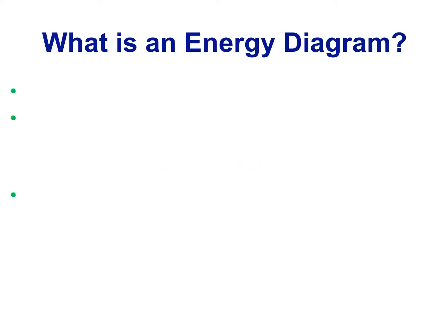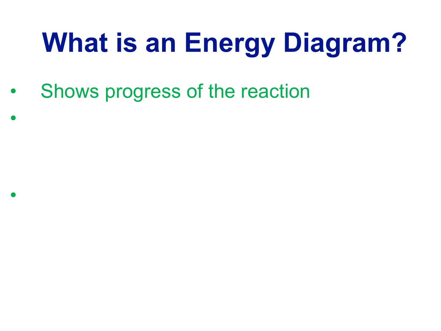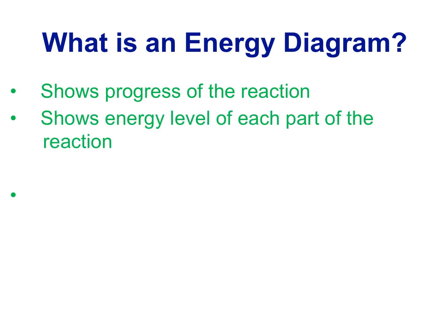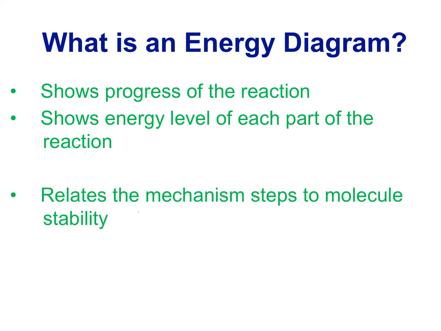So before we get started drawing energy diagrams, we should probably review what they actually are. An energy diagram is something that shows the progress of a reaction. It's going to show the different steps based on the energy levels that each part of the reaction would have. So really for us in organic chemistry, the most important thing we're going to be doing is relating the mechanism steps that we've talked about to the molecule stability, which is something else we've talked about. So we're really bringing together two things you should already know something about in a different way.